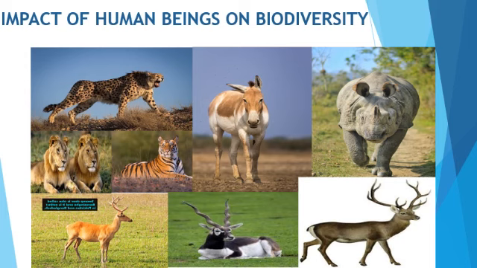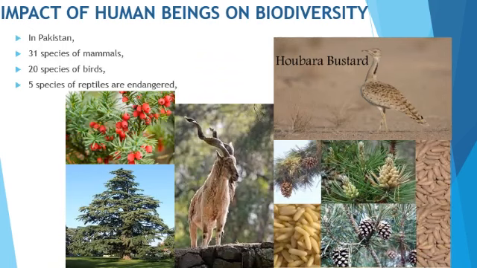In Pakistan, there is no single Asiatic cheetah, tiger, lion, Indian wild ass, Indian one-horned rhinoceros, swamp deer, blackbuck, and hangul. They all have become extinct in our country. In Pakistan, 31 species of mammals, 20 species of birds, and 5 species of reptiles are endangered. Animals like the houbara bustard, Capra falconeri as markhor, and plants like yew, chilghoza, and cinnabar trees have become endangered.